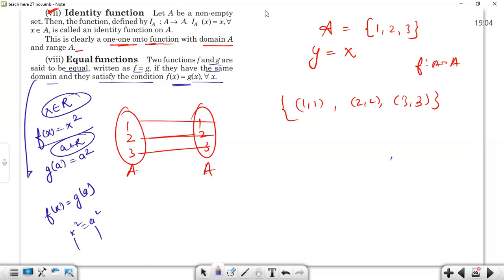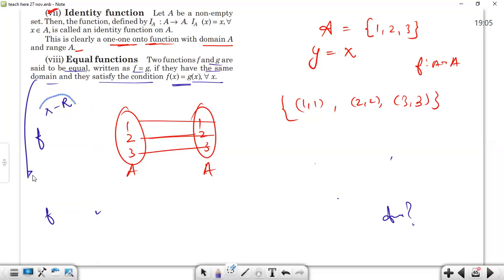Any doubt? Sir, any example for this? I have just given one, no more, because it's a bit confusing. Equal function is simple. It will not be of much use anywhere. It's like two equal functions only. The same functions, they are equal.